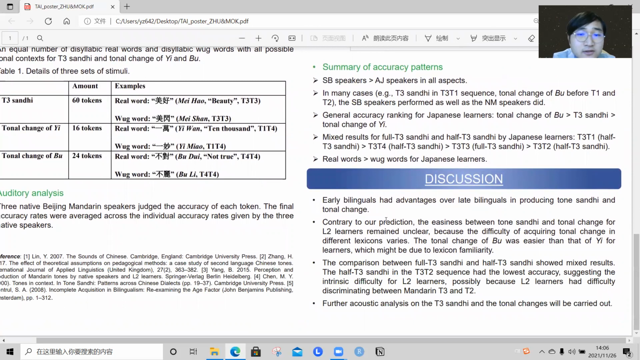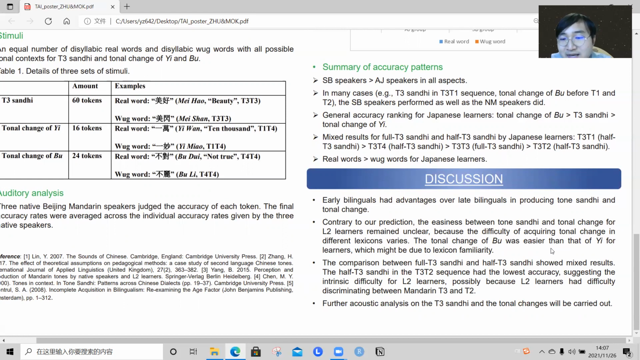For the discussion, first, early bilinguals had an advantage over late bilinguals in producing tone sandhi and tonal change. And second, contrary to our prediction, the relative ease of tone sandhi and tonal change of yi and bu for L2 learners remained unclear, because the difficulty of acquiring tonal change in different lexical items varies. The tonal change of bu was easier than that of yi for learners, which might be due to lexical familiarity. And third, the comparison between full tone 3 sandhi and half tone 3 sandhi showed mixed results.